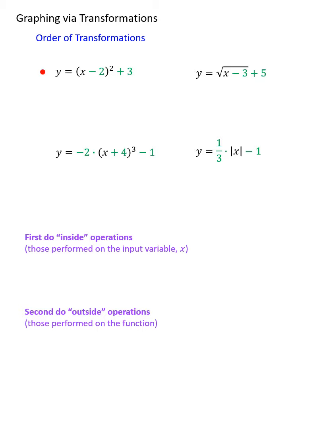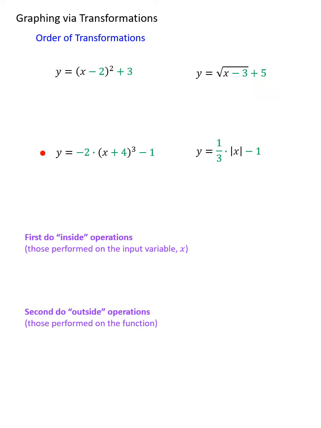So for example, on this first problem, you would do the inside operation first and the outside operation second. Although we saw this problem just 2 minutes ago, and I convinced you hopefully that it wouldn't have mattered in this case, but technically inside first, outside second. On this problem here, I would have done what's in the radical first, which would have been a rightward shift of 3, and then what's outside the radical function second, or an upward shift of 5.